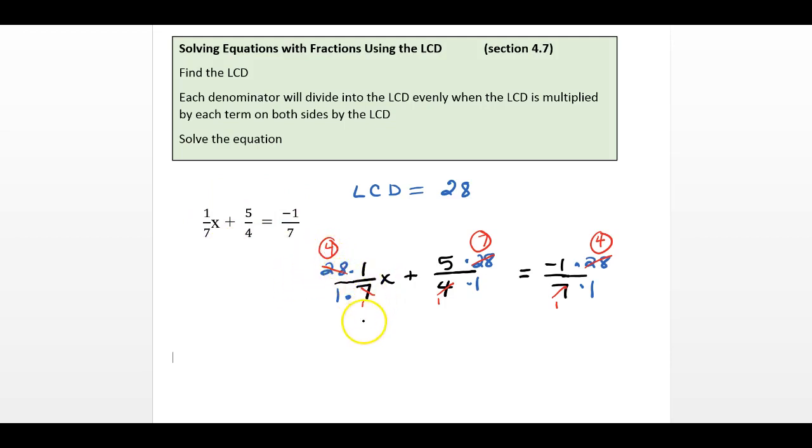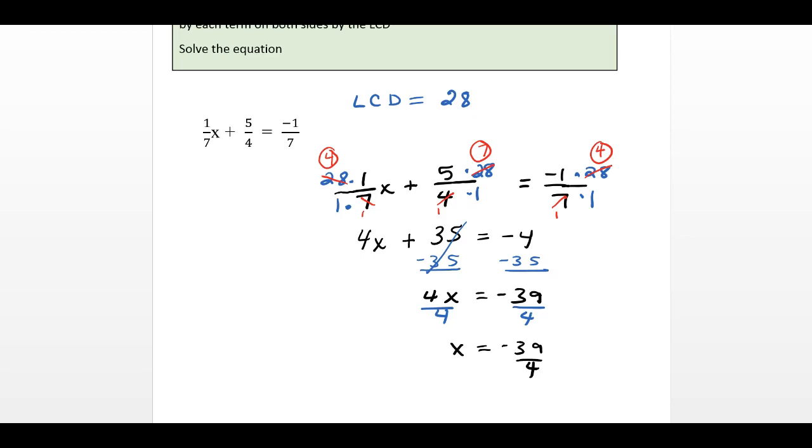4 times 1x is 4x, plus 5 times 7 is 35, equals a negative 1 times 4 is a negative 4. Now we can simply solve the two-step equation from here. Pause the video, solve the rest of the equation, play to see if your answer is correct. Pause now. So your final answer should be x equals negative 39 over 4. Let's look at another example.